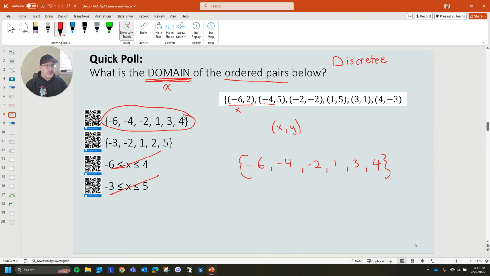Now, if I were to ask you for the range, it would be all the Y values. So instead, you would see a different list. Your list would consist of, not in this order, could be in a different order, 2, 5, negative 2, 5 again. We don't have to list it. We only have to say it once. 1 and negative 3. So that would mean the second answer would be for range if I were to ask you for that. But since I'm only talking about domain, this is my answer right here.